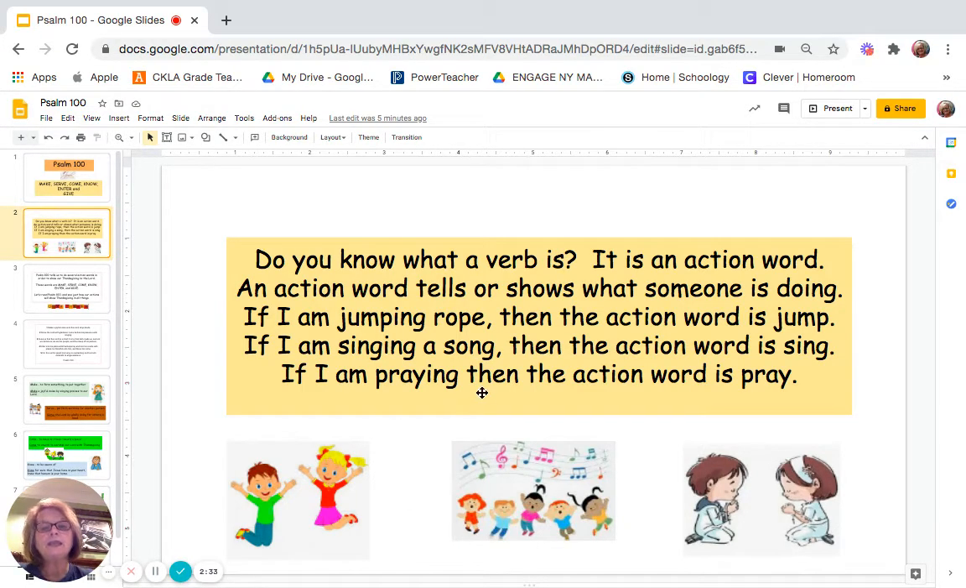If I am praying, then the action word is pray. Do you see all those pictures? In each one of those pictures, those children are doing an action. They're doing something. You can use verbs to tell, and you can also use verbs to show what you're doing if you demonstrate it. I like verbs. I think they're pretty cool words, and we're going to use several verbs in our lesson today. So remember that important word, verb. It's an action word, showing or telling action.